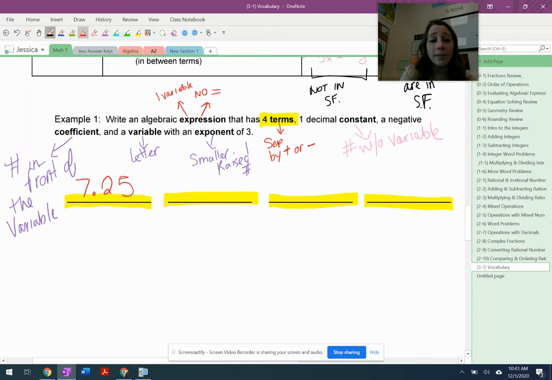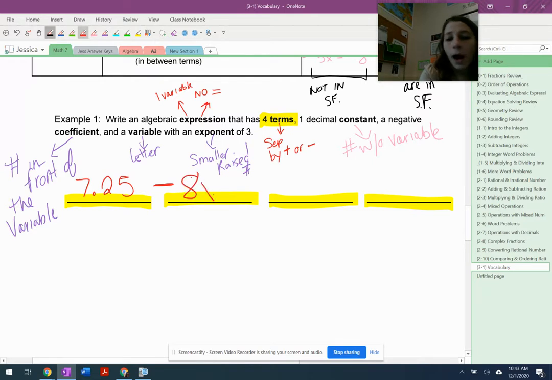A negative coefficient is the number in front of the variable. So that means negative coefficient would be like minus number in front of a variable. Make something up. Minus 8y, right? Give it a variable to make it a coefficient. Boom.